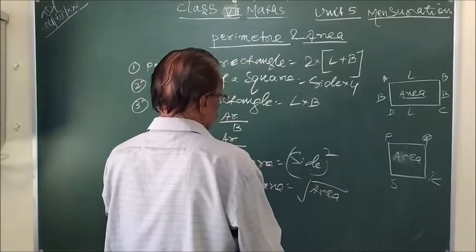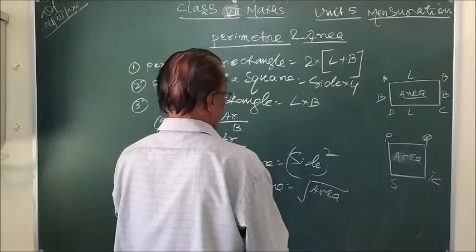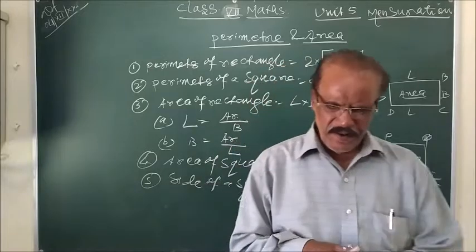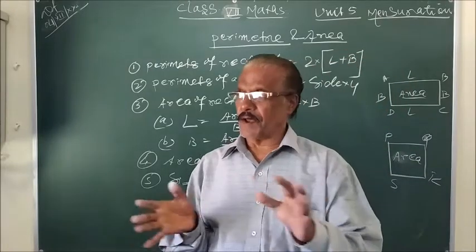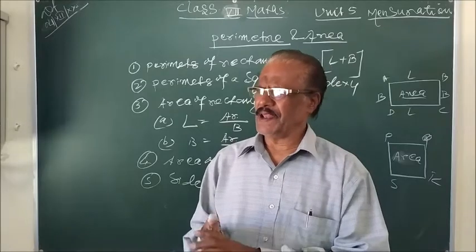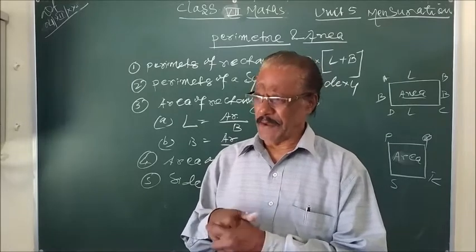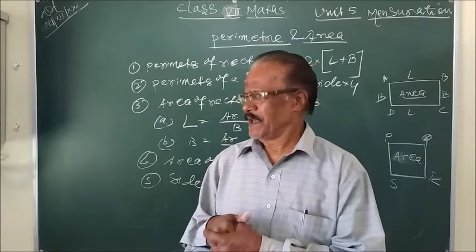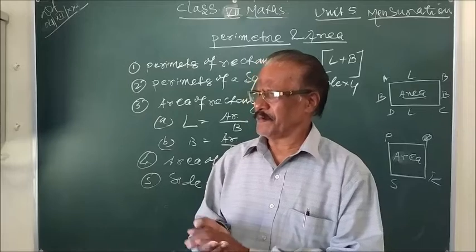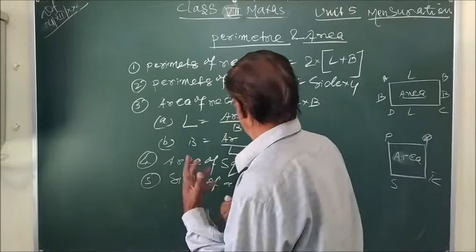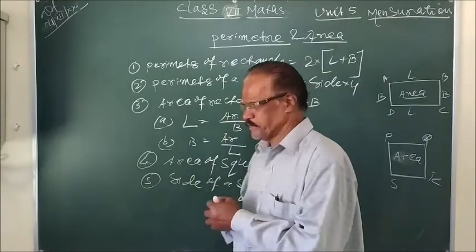Today we are in unit 5, mensuration. Mensuration is a very important branch of mathematics. In mensuration, we learn about the perimeter and area of a rectangular figure or any geometrical figure. So first, you learn what is perimeter and what is area.